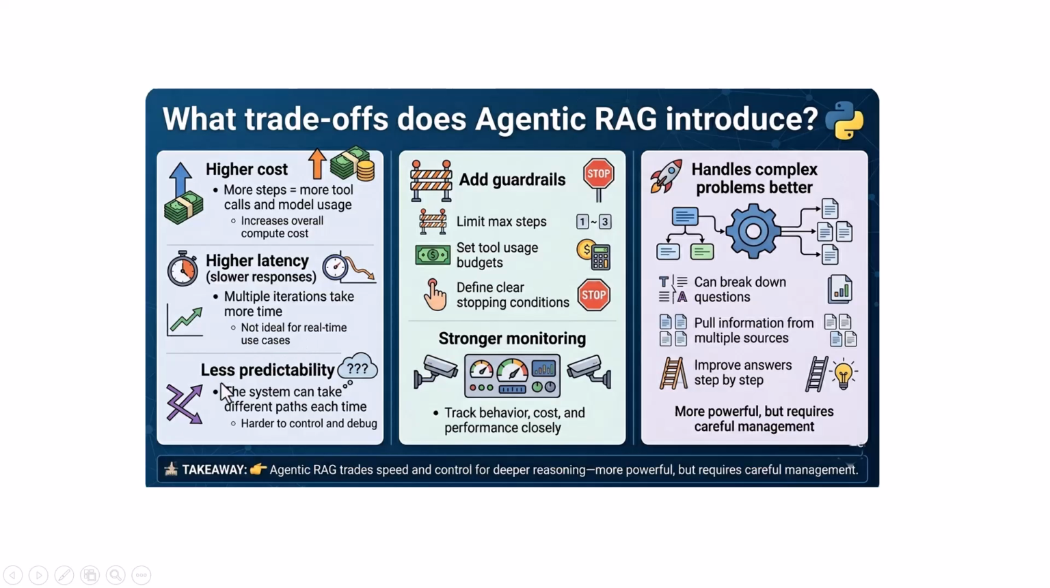And the other one could be less predictability, that is, the system can take different paths each time and it can be hard to control and debug. Okay, now let's see how can we manage it. We can manage by adding guardrails, that is, limit max steps, set tool usage budgets, and define clear stopping conditions. Also add stronger monitoring. That way you can track behavior, cost, and performance closely.